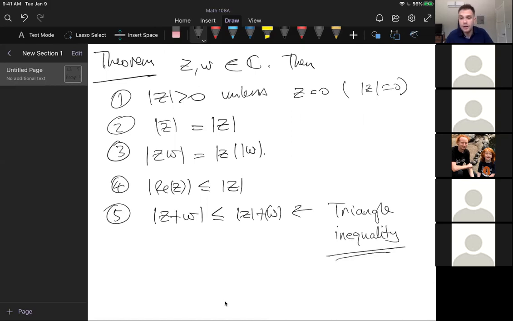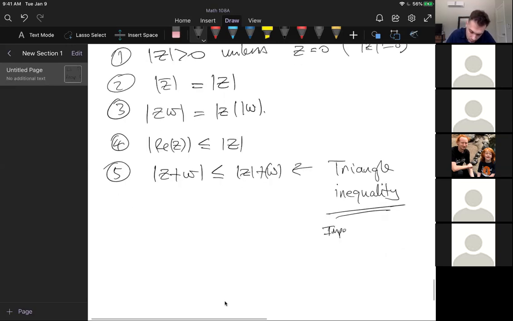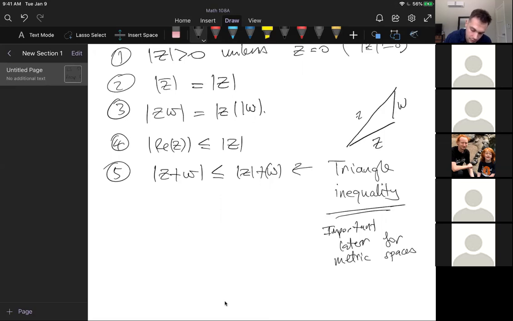This notion is going to be very important for us for the rest of the semester when we look at metric spaces. It is important later, and by later I mean very soon, in the next few lectures. Why is it called the triangle inequality? If I have a triangle with two side lengths, or two vectors Z and W, and this is Z plus W, then it says the length of this side is less than the length of this side plus this side.